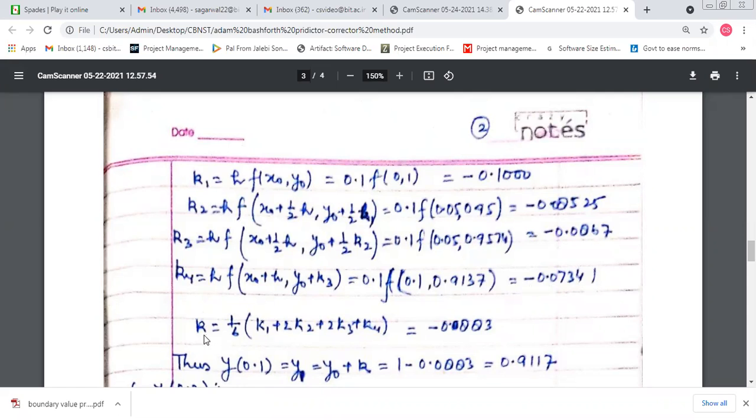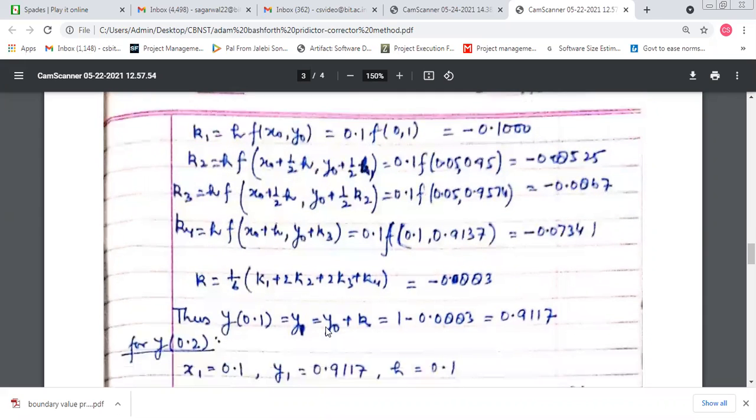And then Runge-Kutta says, find out the value of k, and this value of k is equal to 1 by 6 (k1 plus 2 k2 plus 2 k3 plus k4). And so we will get minus 0.083883. So it means y 0.1, that is y1, will be equal to y0 plus k. So y0 is 1 minus 0.0883, so we will get 0.9117. So in this way, you get the value of y 0.1, that is 0.9117.